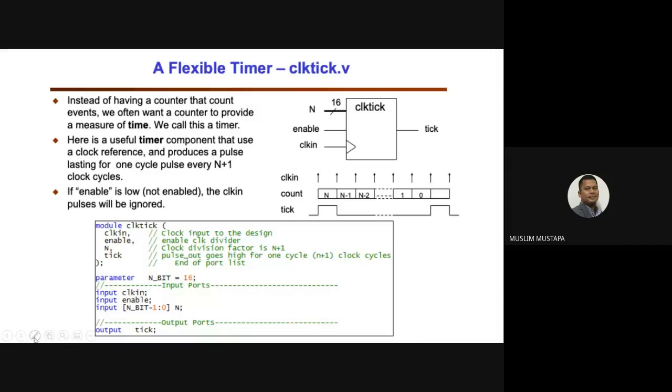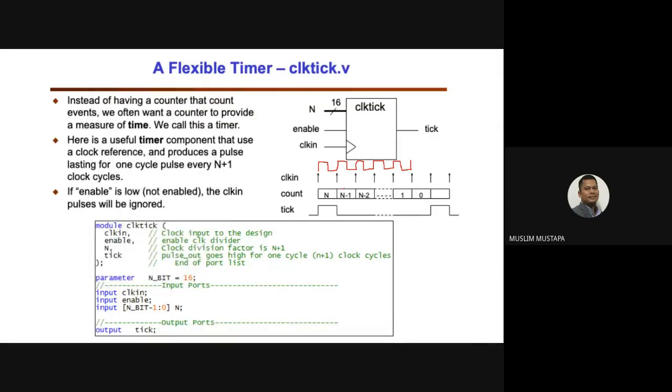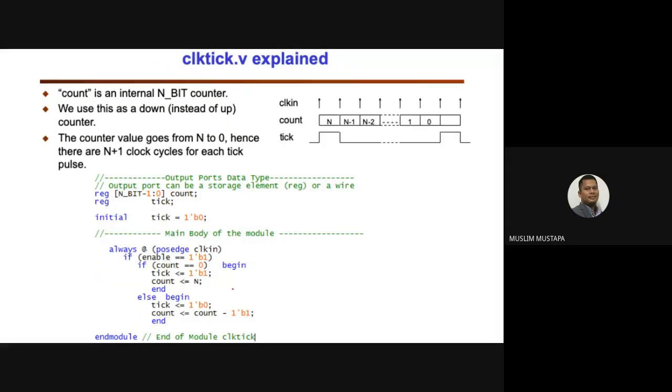Let's see here. So this is your clock. After 65,535 clocks, you count one by one, 1, 2, 3, and then you're going to reach 0. Then the tick is going to go high again. So how do you determine when the tick is going to go high? It depends on the code here.